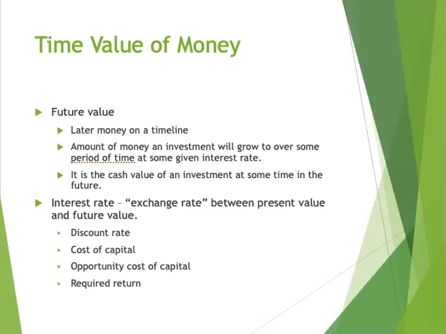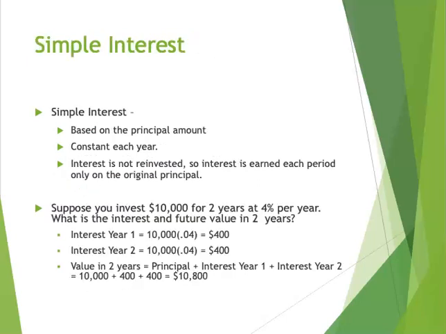So future value is basically known as the later money on a timeline, right? It's how much your money is worth at some point in the future, and that happens through interest rates. So interest rates are basically the exchange rate between the present and the future value. They also have some other interchangeable terms known as the discount rate, the cost of capital, the opportunity cost of capital, and the required return.